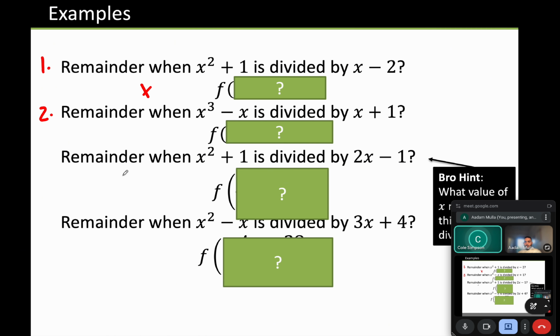Is it minus 4? Let's see. So I would substitute in minus 1. So minus 1, 1, minus 1. Oh, I think you made a mistake here. I think you did minus 1 times by 3. Oh. Just check that again. It's cubed, not times by 3.